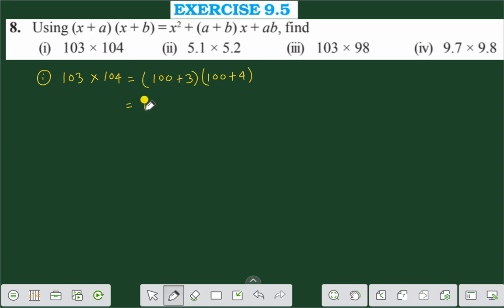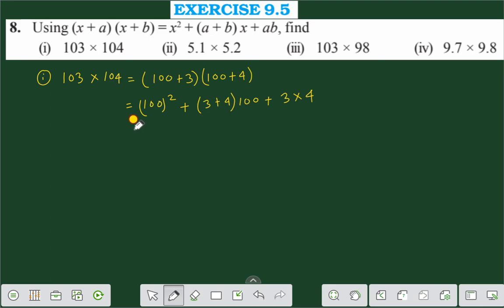Therefore, x square is 100 square, plus (a plus b). This is x, this is a, this is b, right? A plus b, that is 3 plus 4, into x, which is 100, plus ab. ab is 3 into 4.